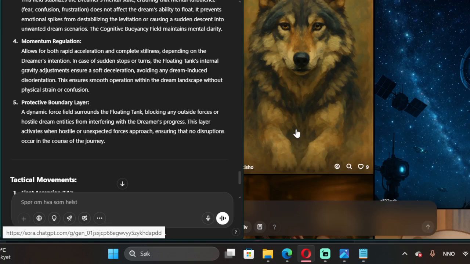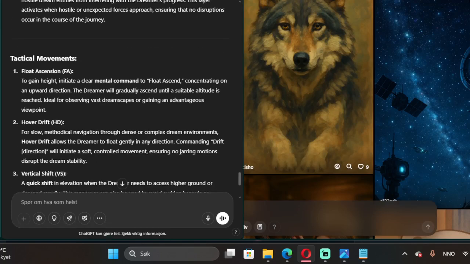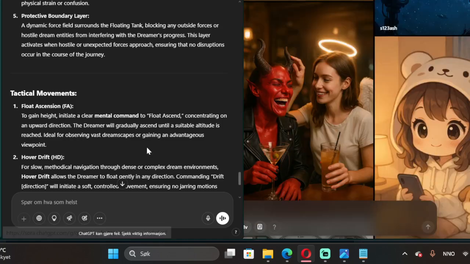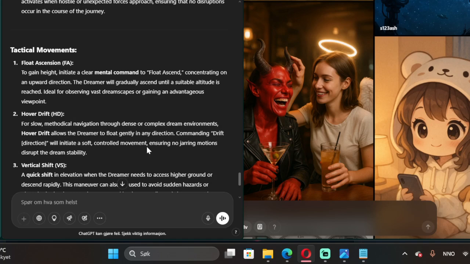5. Protective boundary layer. A dynamic force field surrounds the floating tank, blocking any outside forces or hostile dream entities from interfering with the dreamer's progress. This layer activates when hostile or unexpected forces approach, ensuring that no disruptions occur in the course of the journey.